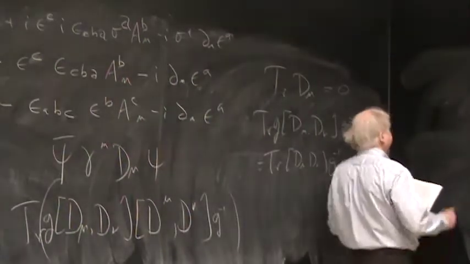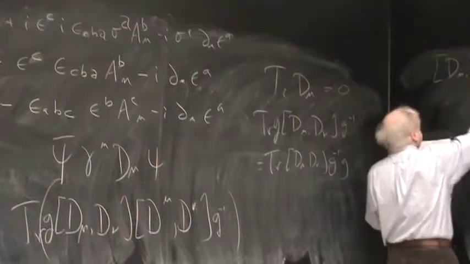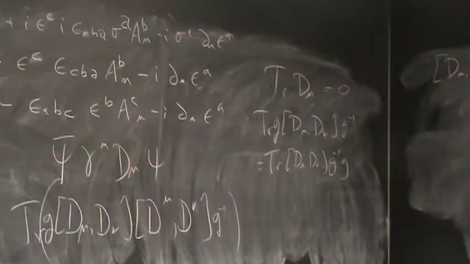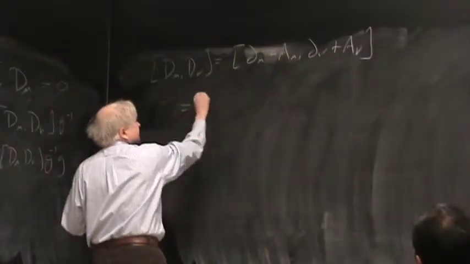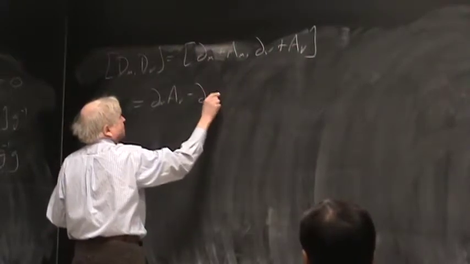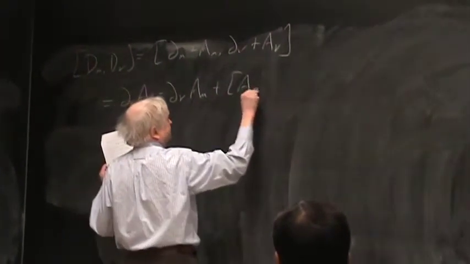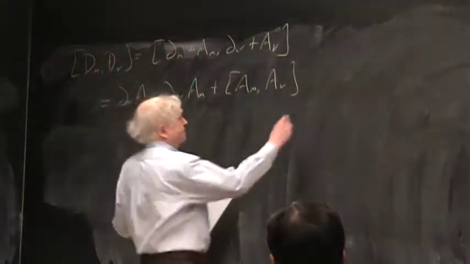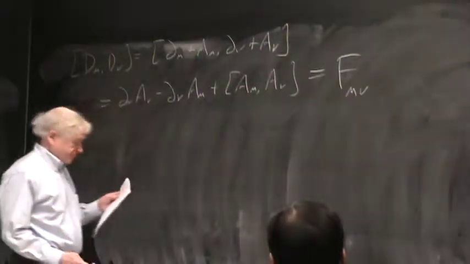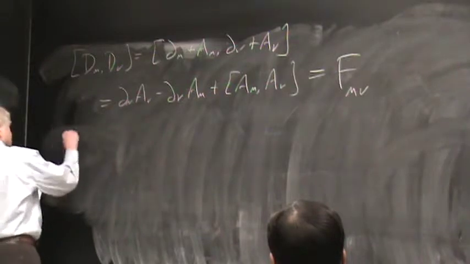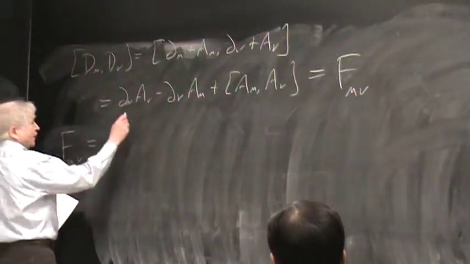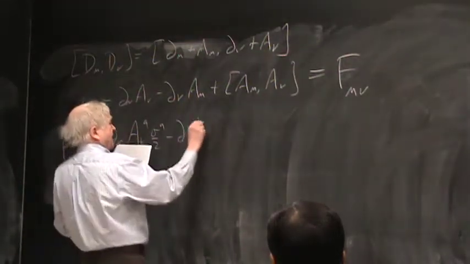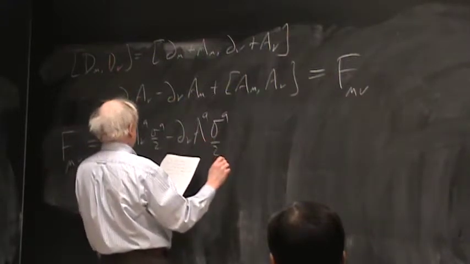All right, so what is D mu D nu? Well, this is D mu plus A mu, D nu plus A nu, and this is D mu A nu minus D nu A mu plus the commutator of A mu with A nu. In fact, what we'll do is we'll call this F mu nu. And in the case of SU2, F mu nu is these terms, which is D mu A nu A sigma A over 2 minus D nu A mu A sigma A over 2.